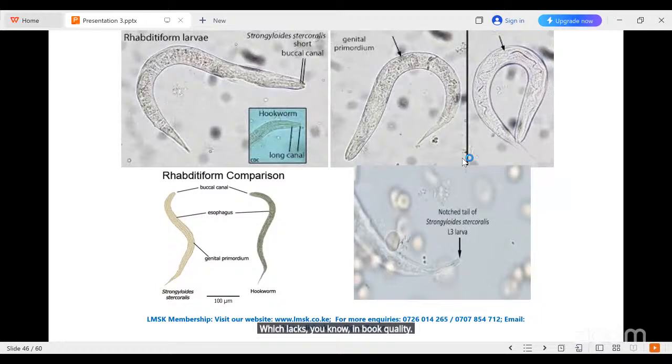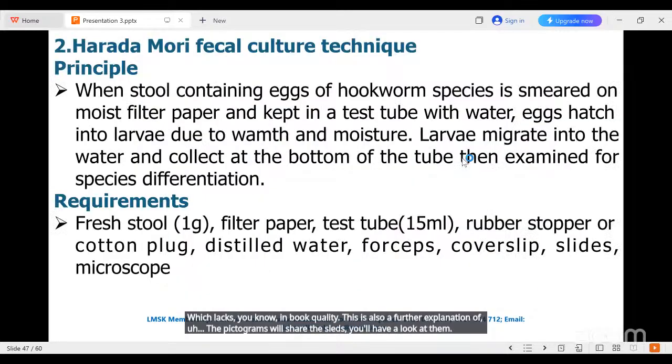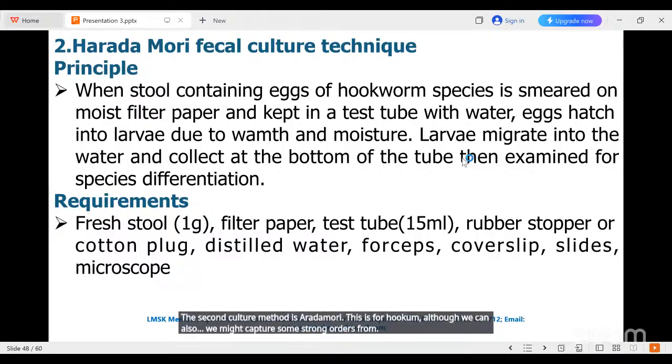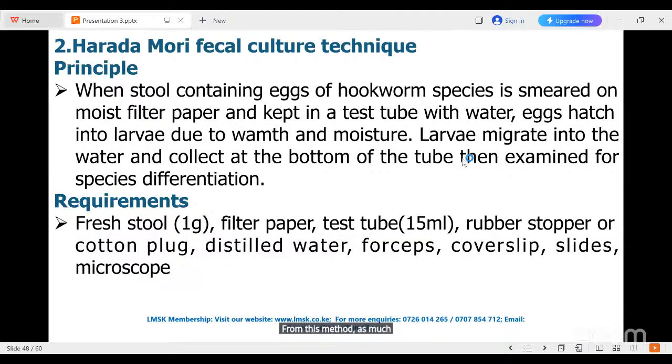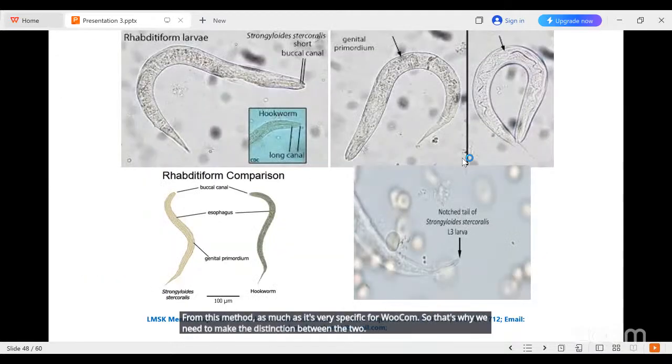This is also a further explanation of the pictograms. We'll share the slides, you'll have a look at them. The second culture method is Harada-Mori. This is for hookworm, although we might capture some Strongyloides from this method, as much as it's very specific for hookworm. So that's why we need to make the distinction between the two, Strongyloides and hookworm.